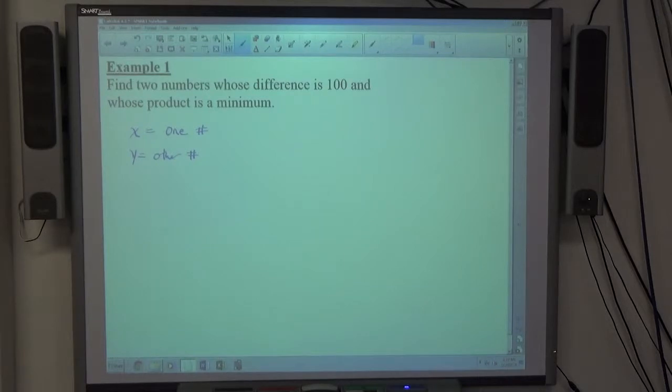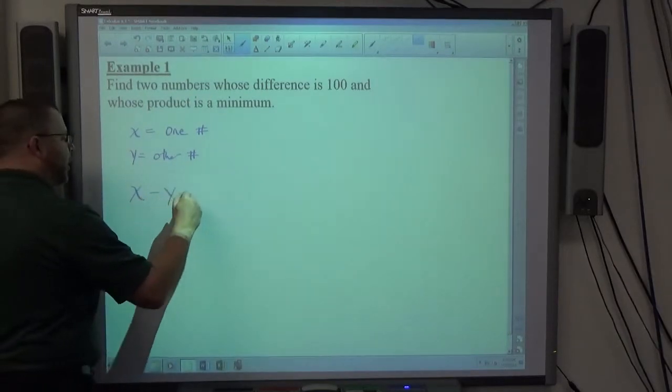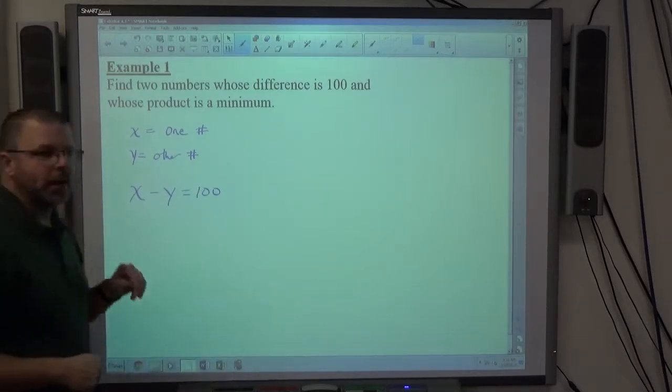Find numbers whose difference is 100. Okay, difference means to do what? Subtract. So I take one of the numbers minus the other number, I get 100. It doesn't matter which one I'm subtracting because it doesn't matter which number is which. All right. At this point, though, by writing it that way, I've established that x is the bigger of the two numbers, right? We want the product to be a minimum.